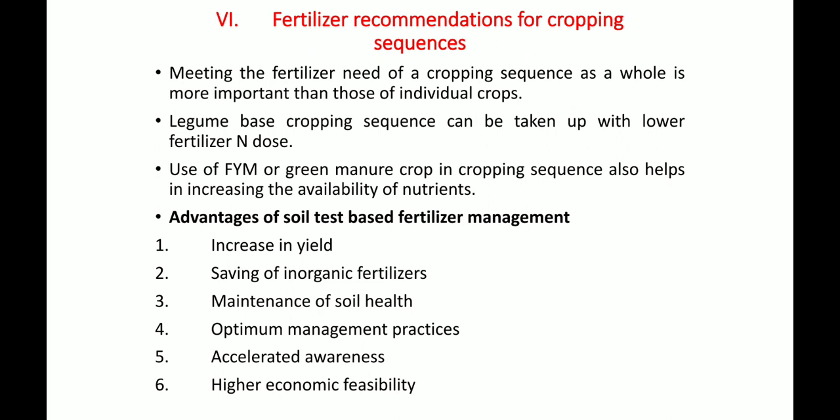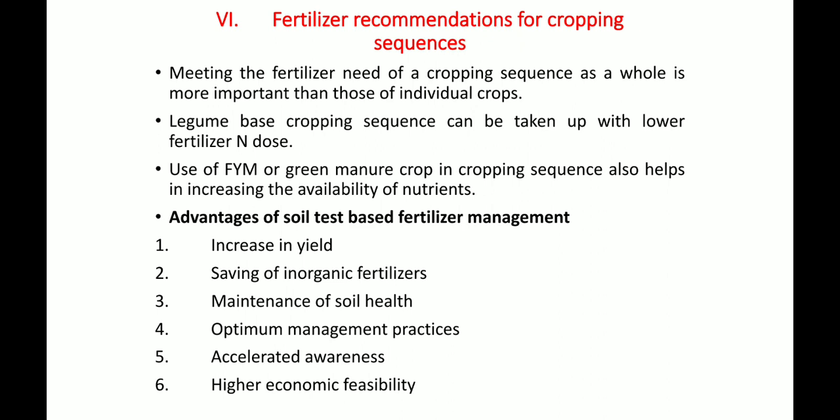And then the sixth one, fertilizer recommendation for cropping sequences. As we know, the cropping sequence means the sequence of different crops grown in a given, specific period of time, to get the optimum or higher yield, getting the higher profit or the maximum yield. Meeting the fertilizer needs of the specific crop sequence as a whole is more important than those of the individual crops.